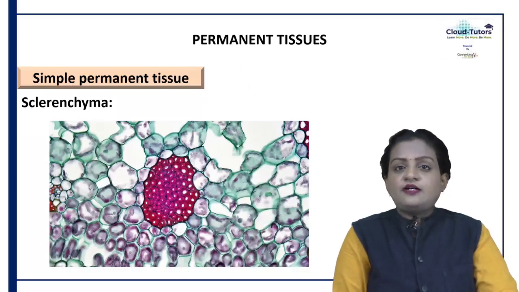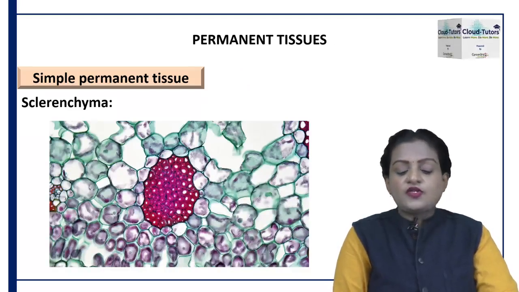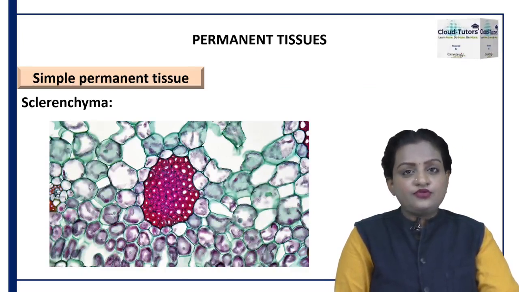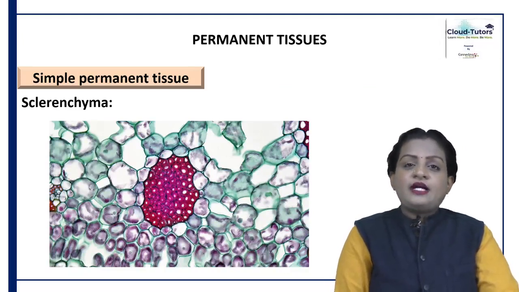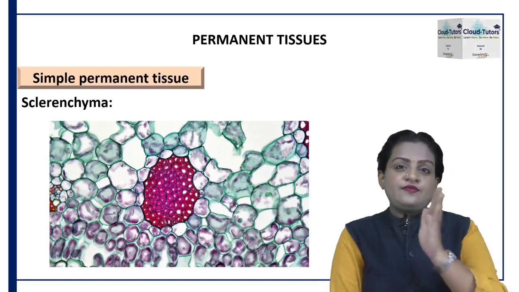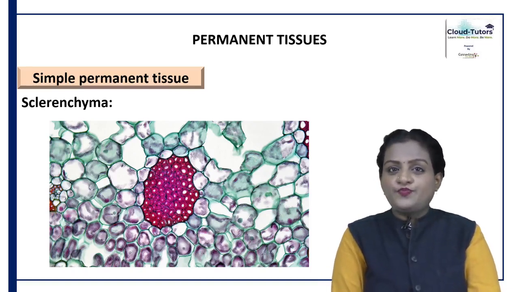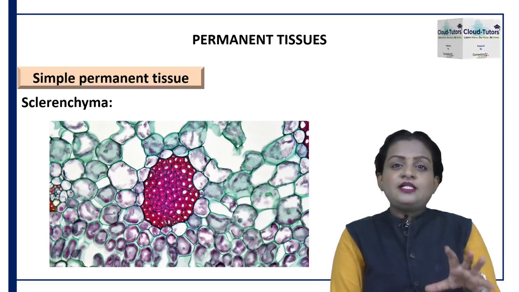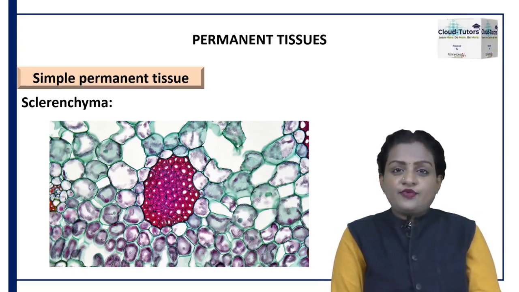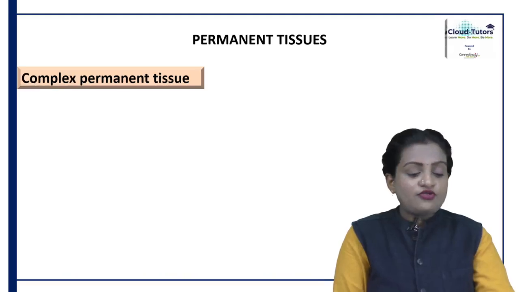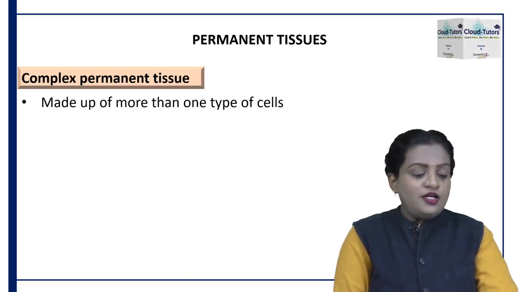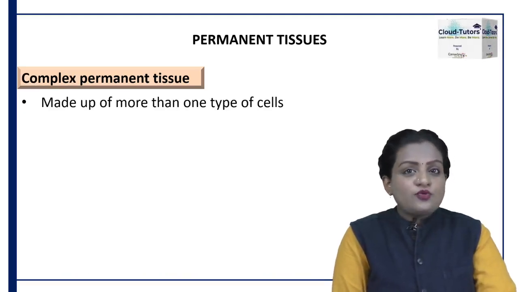So this is how our sclerenchyma looks under a typical microscope. So apart from these three, if we go to next section, that is our complex permanent tissue. Simple tissues mean they are made up of only one type of cells. Now coming to complex permanent tissue, they are made up of more than one type of cell.